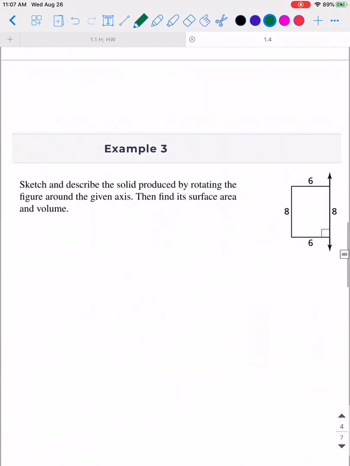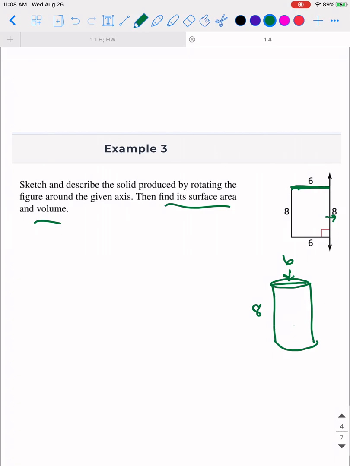Okay, example 3. Sketch and describe the solid produced by rotating the figure around the given axis, then find its surface area and volume. To do this, obviously rotating around, it's a rectangle, and we've learned that that's going to produce a cylinder. The height of this cylinder is given on the dimensions of the rectangle, so height is 8, I apologize. If we have a width of 6 on our rectangle, wouldn't that be the diameter on our cylinder? So diameter on our cylinder is 6, height is 8.